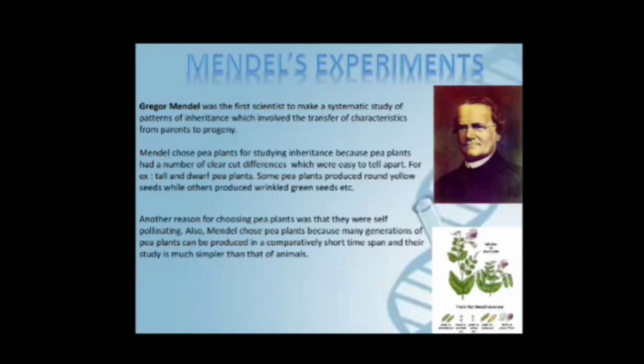Mendel chose pea plants for studying inheritance because pea plants had a number of clear-cut differences which were easy to tell apart.